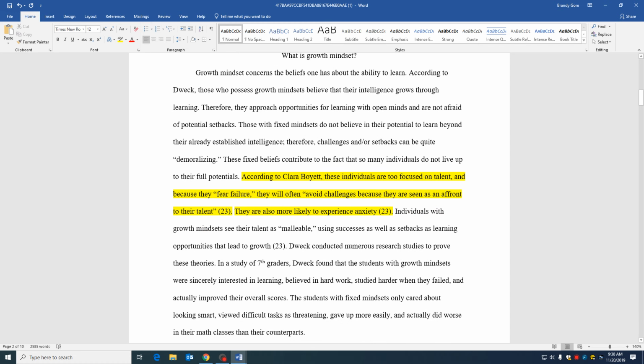Then look at this next line. They are also more likely to experience anxiety. This is a paraphrase. This is not directly quoted, but guess what? It comes from this information on this page, so you still need to cite it.